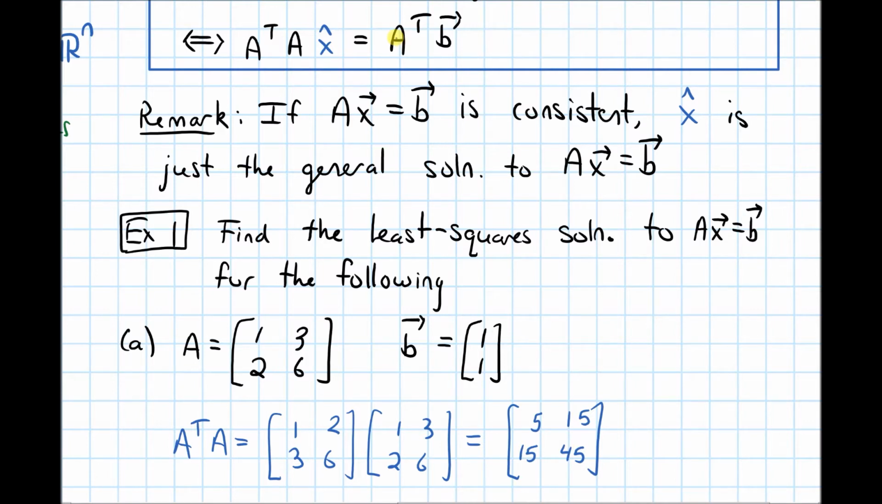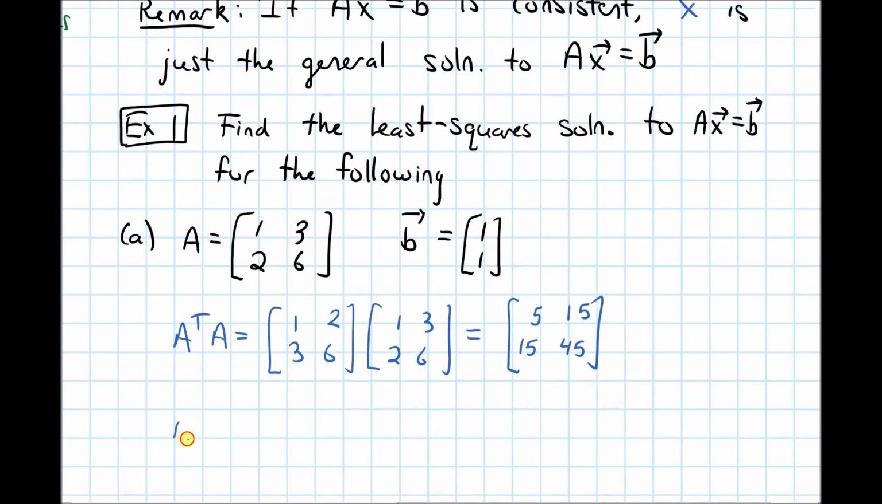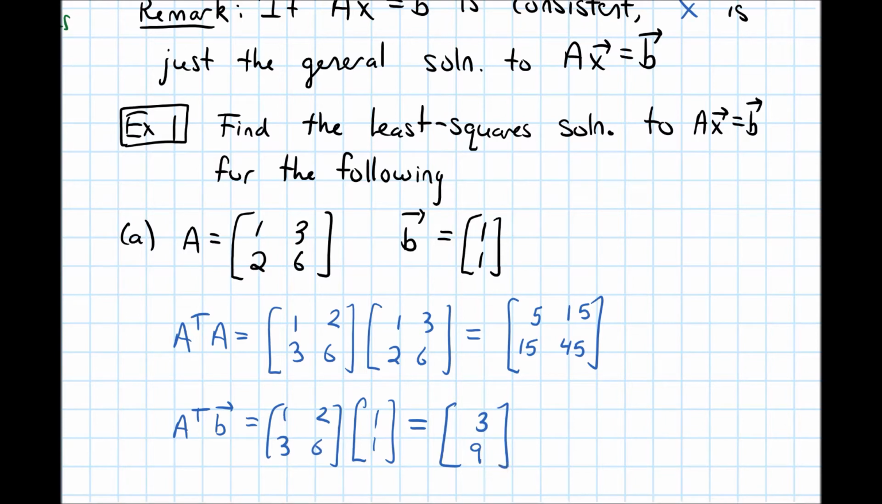Now we also need to do A transpose times b. A transpose times b is 1, 2, 3, 6, the same transpose we had, times now the vector 1, 1. When we multiply these, I'll do this one a little more slowly. We get 1 times 1 plus 2 times 1, and that's 3. The next entry is 3 times 1 plus 6 times 1, and that's 9. So let's continue with this.